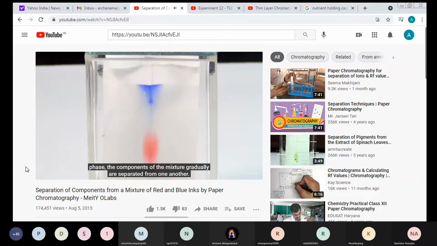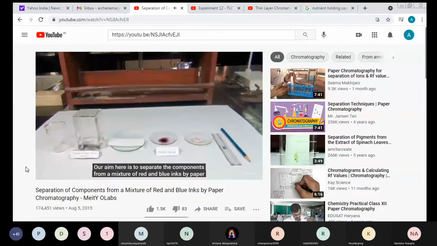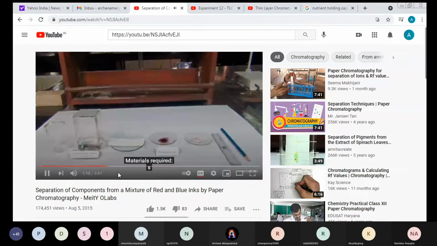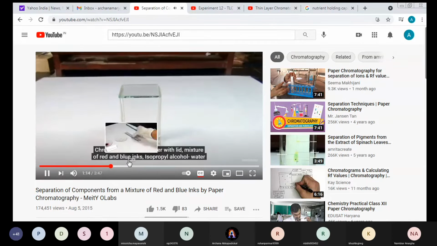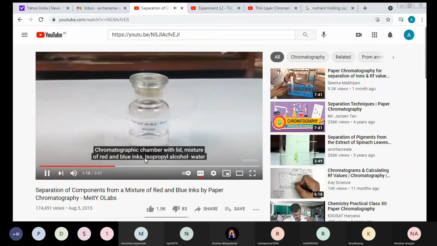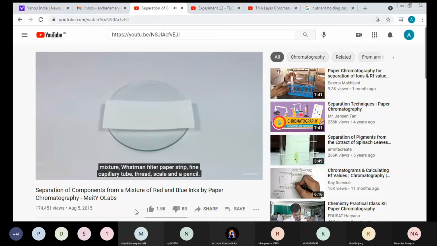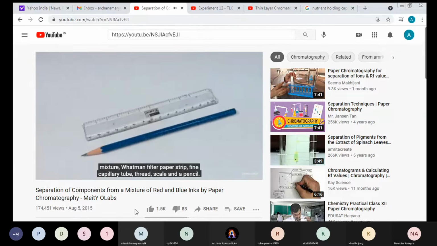The components of the mixture gradually are separated from one another. Our aim here is to separate the components from a mixture of red and blue inks by paper chromatography. Materials required: chromatographic chamber with lid, mixture of red and blue inks, isopropyl alcohol water mixture, Whatman filter paper strip, fine capillary tube, thread, scale, and a pencil.